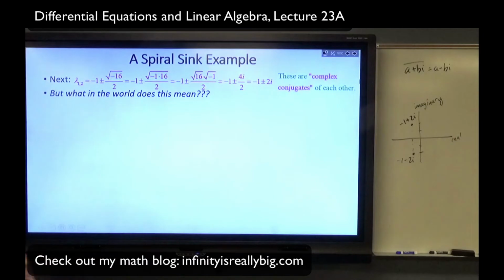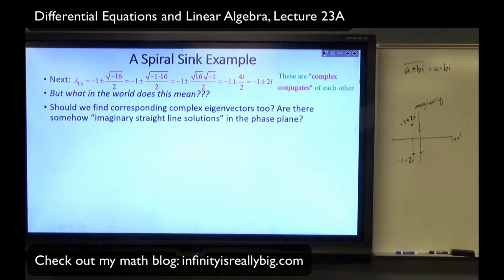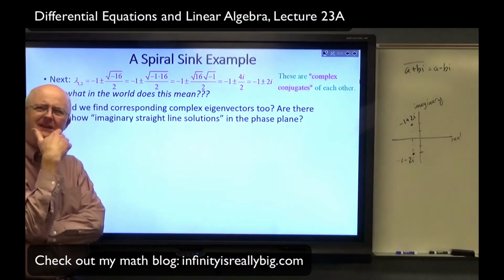What in the world does this mean? Should we find the corresponding complex eigenvectors too? And I guess they would have to be complex eigenvectors, wouldn't they?